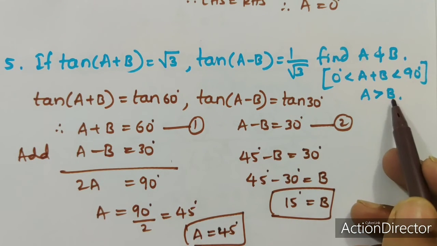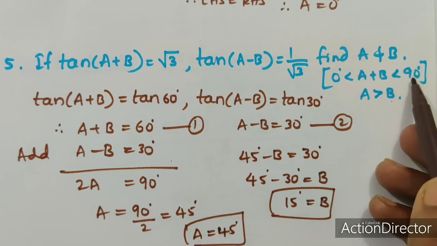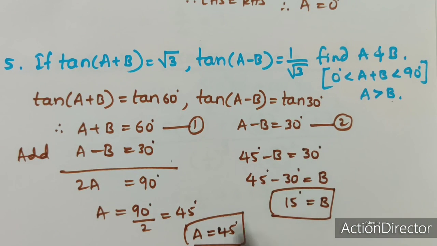You can check whether A is bigger than B or not. A and B together should be between 0 and 90. You can check A and B together, how much is it? 60 degree, which is between 0 and 90. So that is how it satisfies.